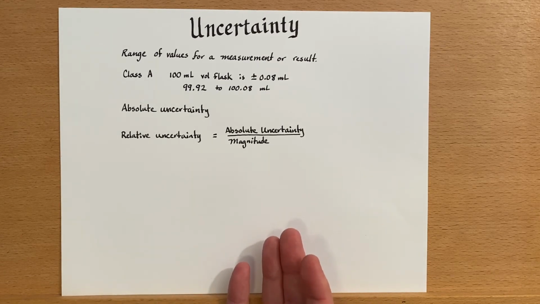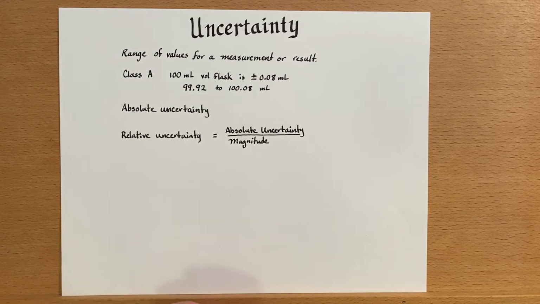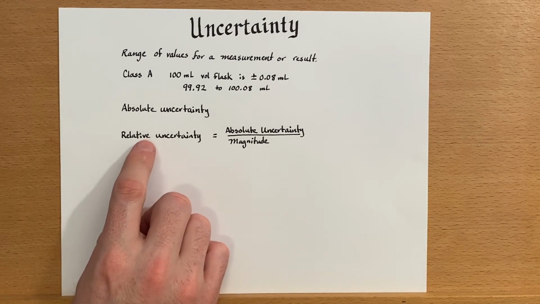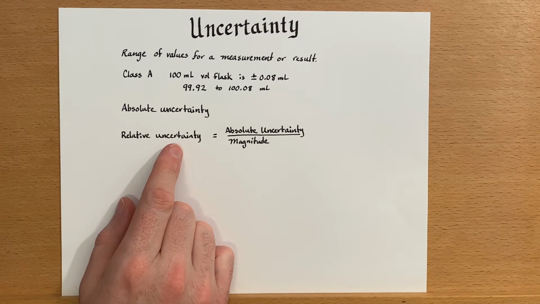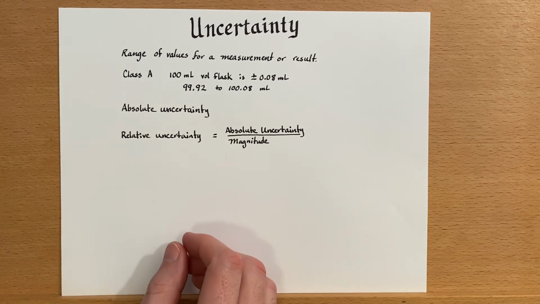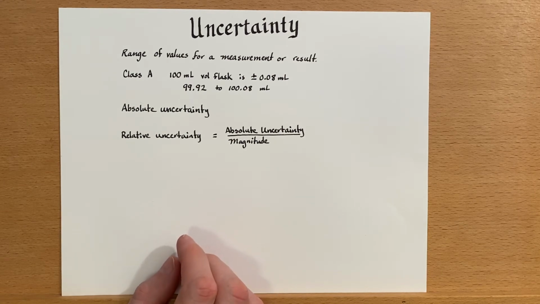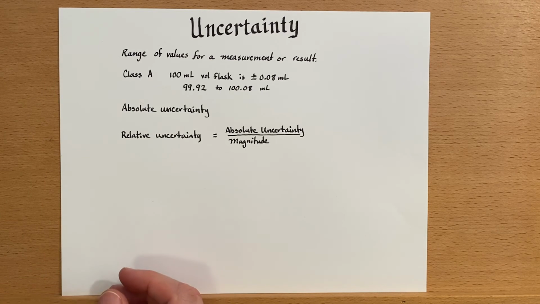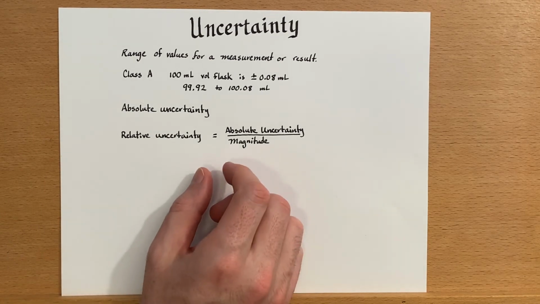But when I'm doing calculations using relative uncertainty, I like to leave things in a non-percentage form, just because then I'm not multiplying by 100 and dividing by 100 all the time, and that can lead to confusion or just add extra steps that are unnecessary.